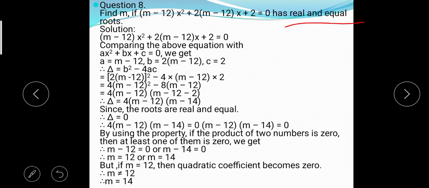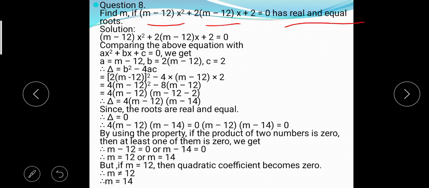The roots are real and equal. This is given in a question. So, firstly write the question. Now compare this above equation. Already it is in the form of ax square plus bx plus c. Compare with this. After comparing you will get the value of a is equal to m minus 12, b is equal to 2 in bracket m minus 12 and c is equal to 2. Listen, if the equation is complicated, don't be scared and don't take tension. Just follow the steps. Okay.